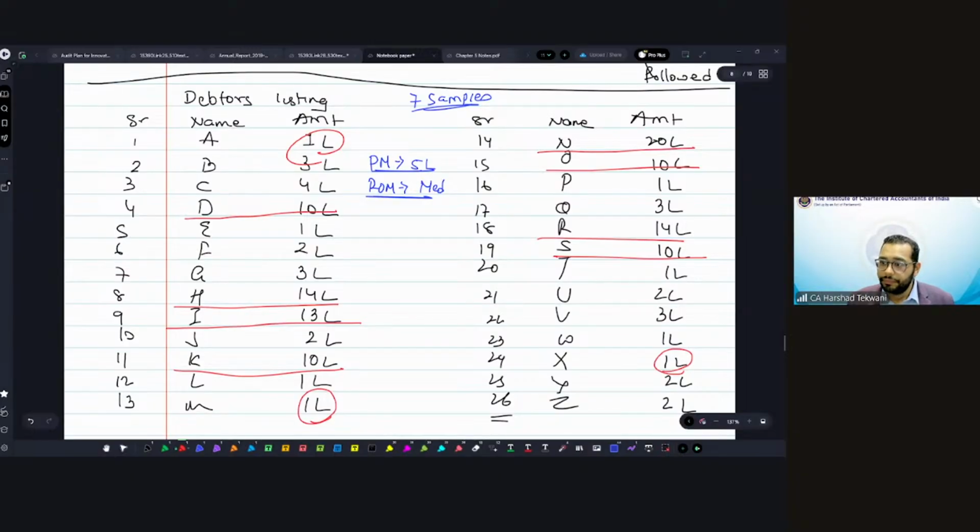Yes, sir. There should be a chance for each line item to be picked up. Yes. So each line item should have a chance of getting selected. Fair chance, fair chance. So this is the way we need to think of that. If we are applying these kinds of methods, then what will be the outcome?